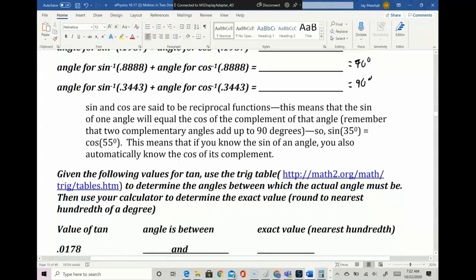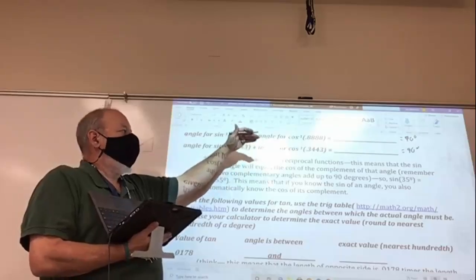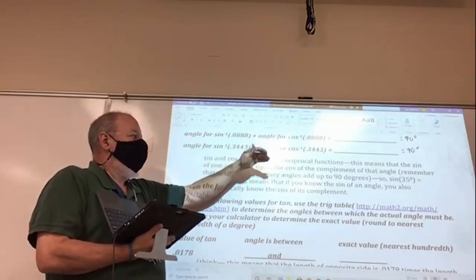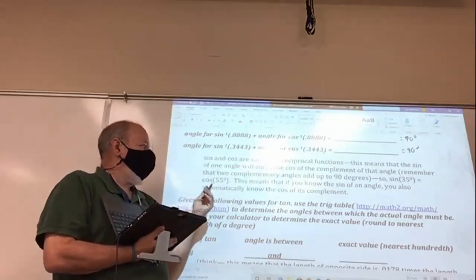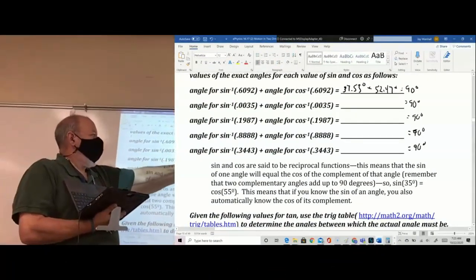And before you do that, let's just read through this. Sine and cosine are said to be reciprocal functions. This means that the sine of one angle equals the cosine of the complement of that angle. And remember that two complementary angles add up to 90 degrees. So if I've got one thing that equals an angle and the other thing that is the complement of that angle, those things should always add up to 90 degrees. And that's why all of these things are going to add up to 90 degrees.